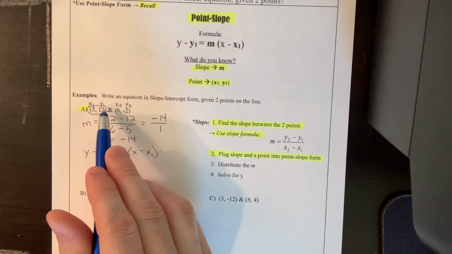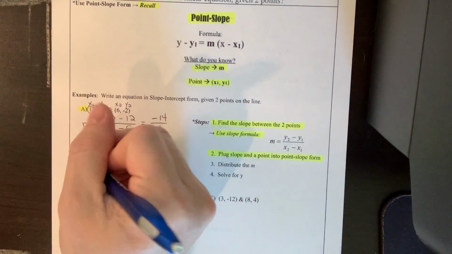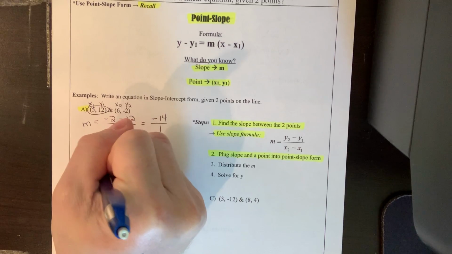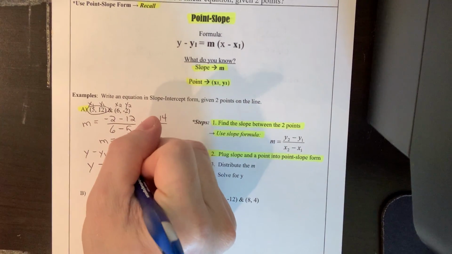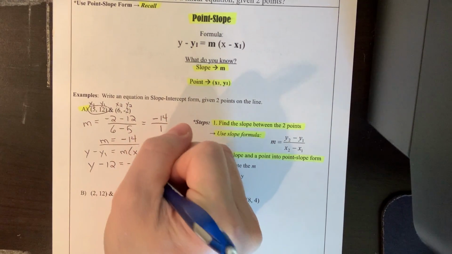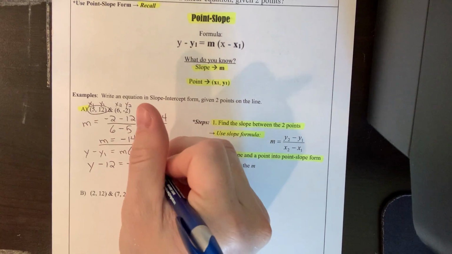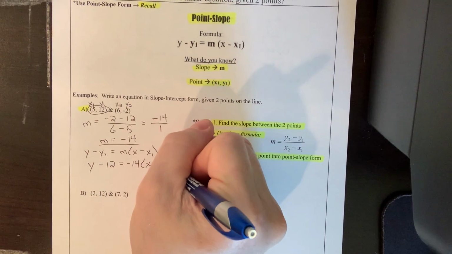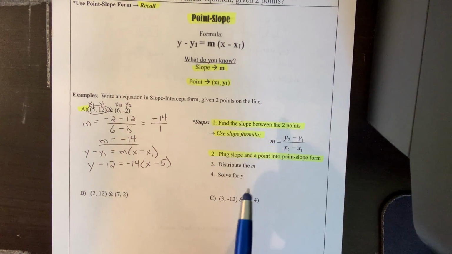So this is going to be my y1, and this is going to be my x1, okay? So I pick that point and I plug it in. So y stays as y, minus the y coordinate, which is 12, okay? The m, which we found in this step, is negative 14. Parentheses x minus whatever my x1 coordinate was, and that was 5. Okay, so I plugged the point 5, 12 into this formula along with the slope, okay?